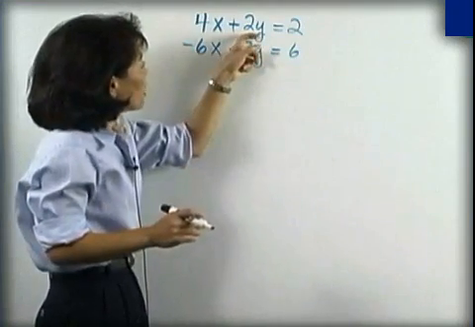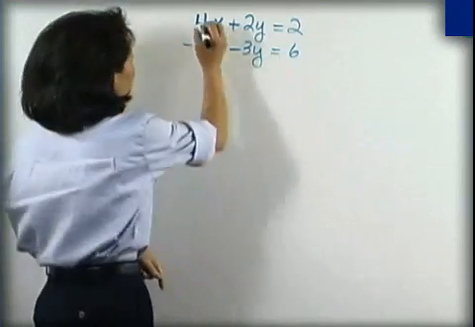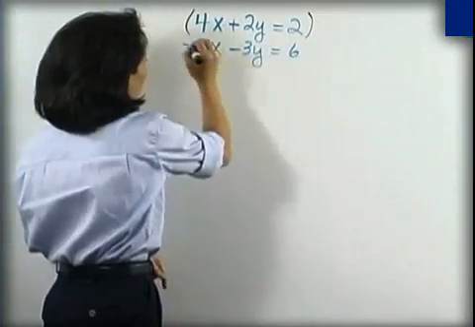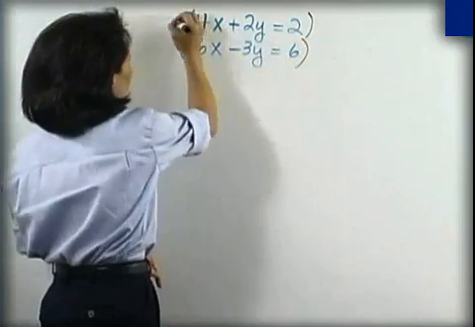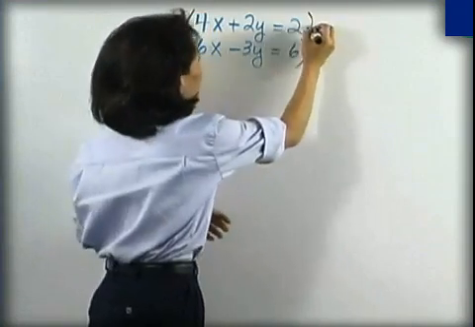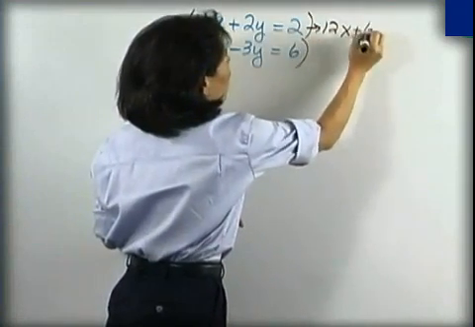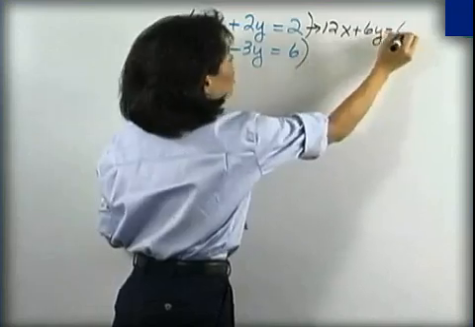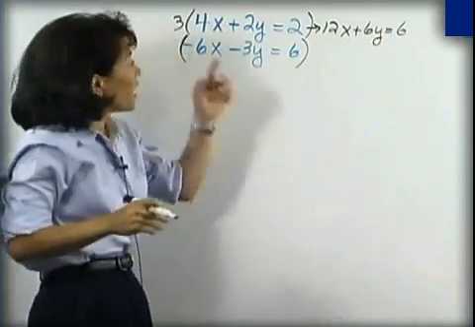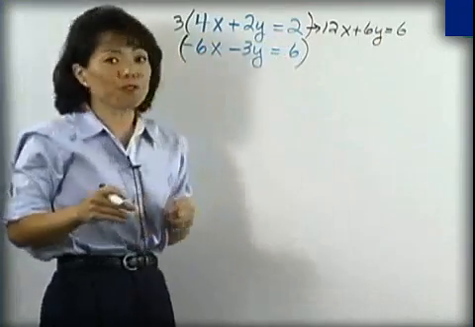If I can make this a positive 6y and this a negative 6y, that would add up to 0. So here I go. I'm going to multiply the top equation by positive 3. When I do that, I get 12x plus 6y is equal to 6. Again, don't forget, multiply both sides of the equation by the number that you choose.